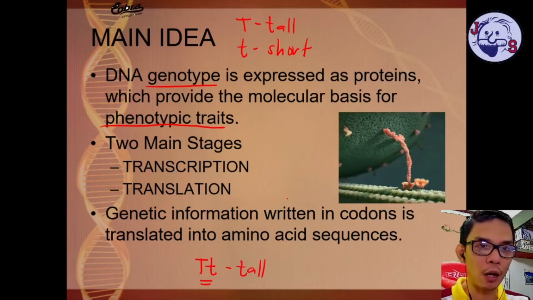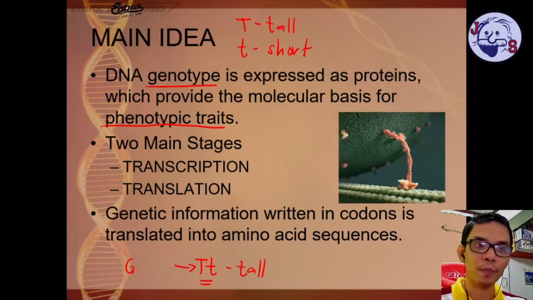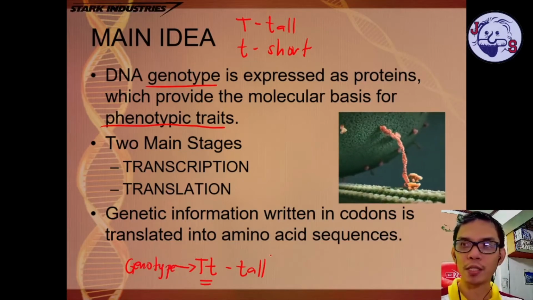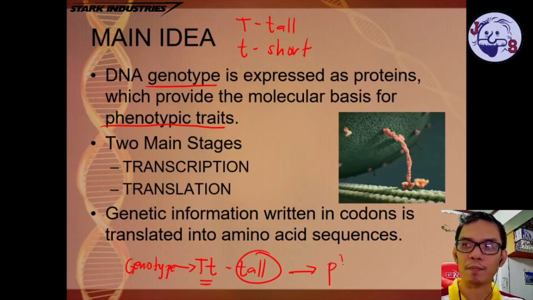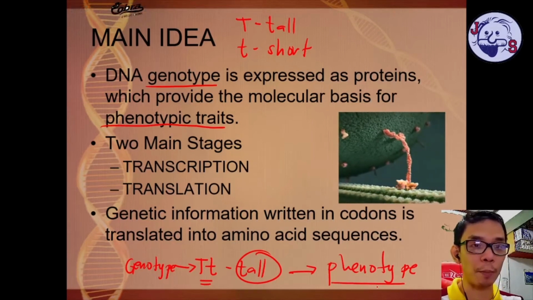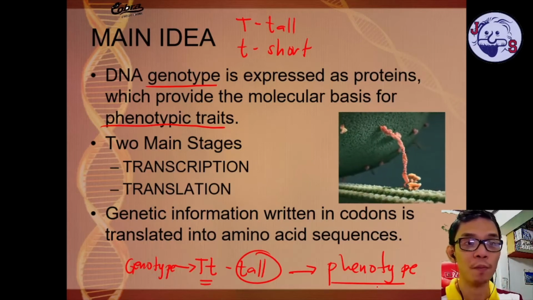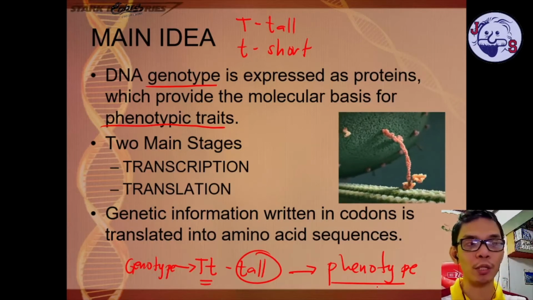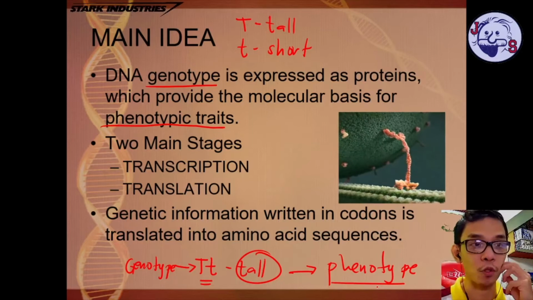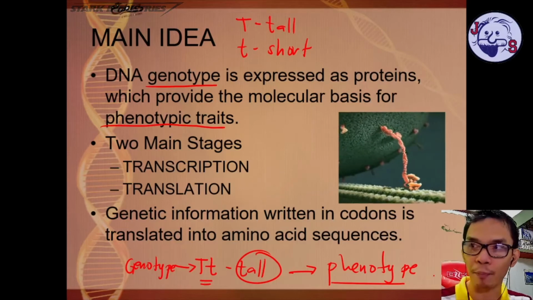Now, what is the genotype here? The genotype is these letters that we have right here. This is the genotype, and the phenotype is the physical appearance. You cannot see the genotype because the genotype is located on the DNA molecule. That is part of your DNA molecule, the genotype, together with the other traits found in your body. Now, what is the physical manifestation of this genotype? We call it the phenotype.